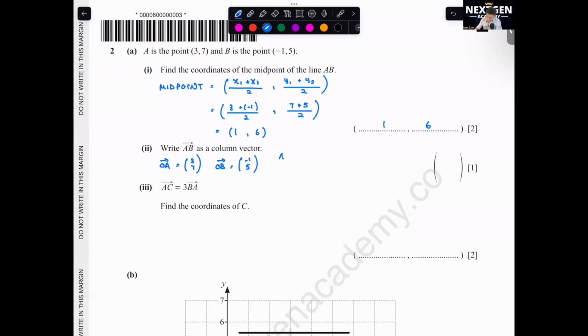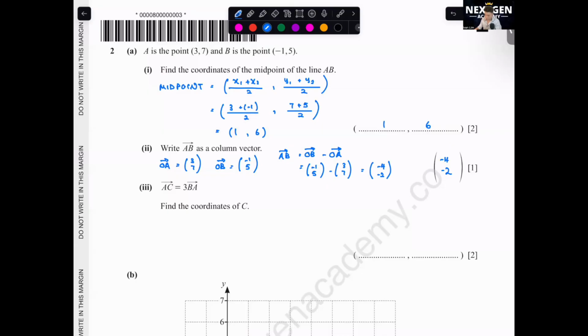What is AB when you have position vector? Okay, OA and OB are known as position vector. You take the second alphabet minus the first alphabet when you got position vector. Okay, OB minus OA, so (-1, 5) minus (3, 7). Okay, take the top value, -1 minus 3. We will get here -4. 5 minus 7 will be -2. So the final answer is (-4, -2).